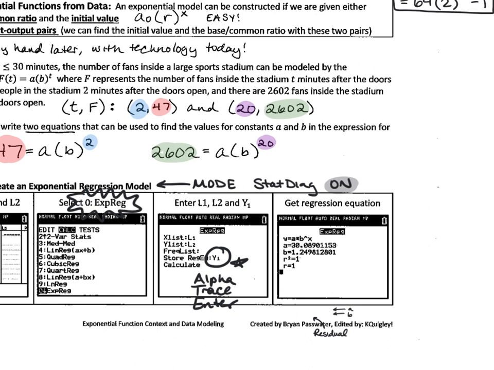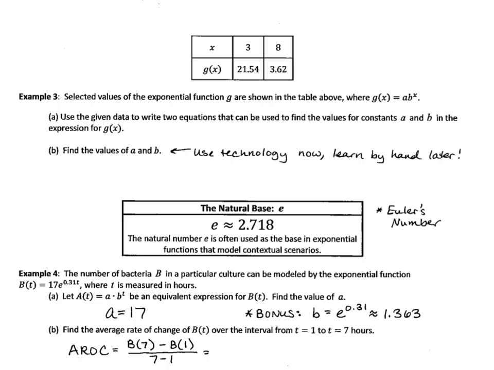If that's the case, example 3 on the back is for you. I have a table for you there. I want you to first write 2 equations that can be used to find the values of constants A and B. I guess I should flip to that question. And then I want you to find the values of A and B. We're going to use technology now. Later we will do that by hand, which is why step A is there, to help you remember that normally when we're doing this by hand, you will write the 2 equations and do something with them. We don't know how to do that yet. We will get there. Number 3 is yours. I'll give you some time.